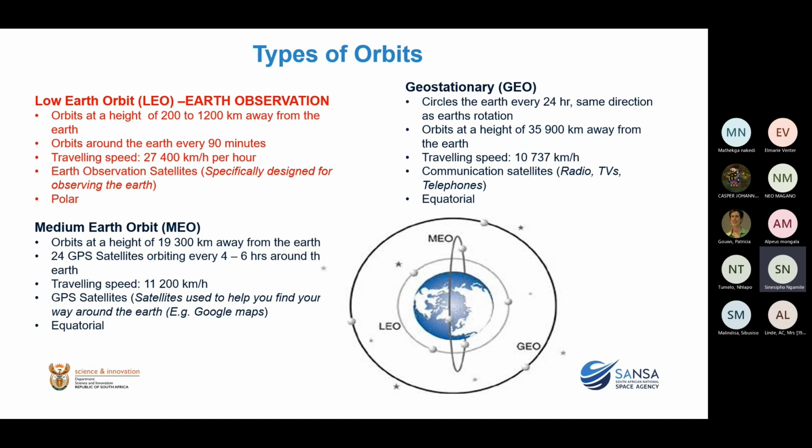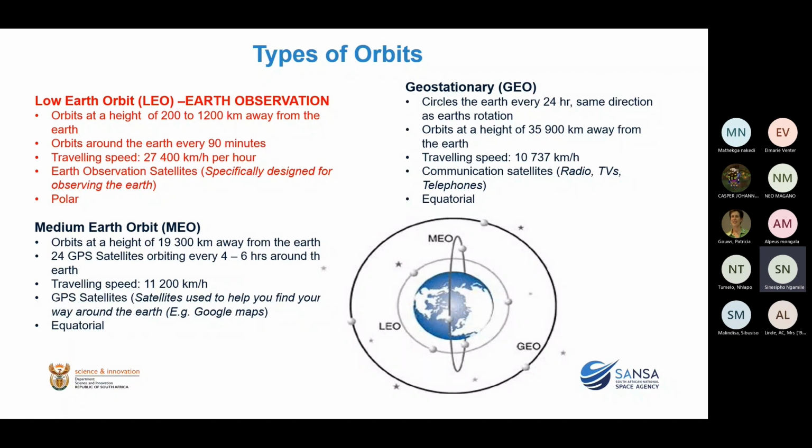And then when you are also sharing your location on WhatsApp, when you are checking in on Facebook, but essentially all the things that have to do with locations, that is when you are using a medium Earth orbit satellite. And then at SANSA, we mainly make use of the low Earth orbit satellites or Earth observation satellites in order to monitor the environment.